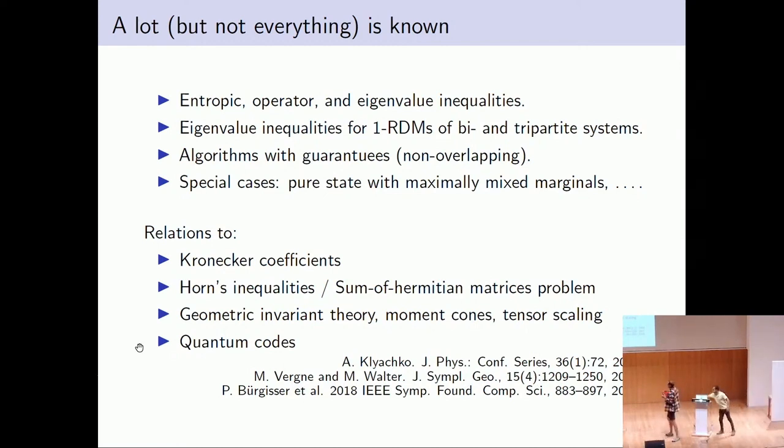And this has relations to Kronecker coefficients, so from the representation theory of the symmetric group, to Horn's inequalities. So these are inequalities that tell you, if I have a matrix A with some spectrum and a matrix B with some spectrum, what is the possible spectrum of the matrix A plus B? These are Horn inequalities. They constrain that. It's also known as the sum of Hermitian matrices problem. In fact, the sum of Hermitian matrices problem, A and B and A plus B, is equivalent to the quantum marginal problem when you have a joint state rho AB, subsystem A and subsystem B. And there are interesting relations to geometric invariant theory, to moment cones, tensor scaling, and quantum codes.